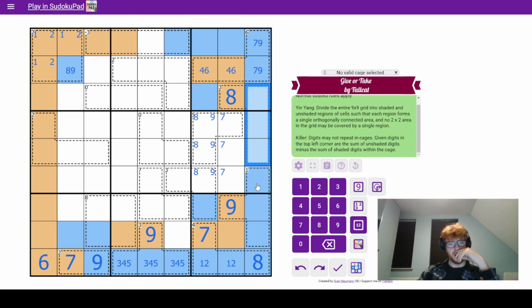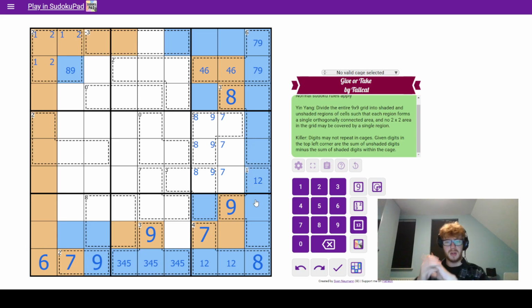I don't know the ways to make 11. I don't know the ways to make 10. Oh, man. You can even make 10 without a 1. You don't need a 1 in this cage. Well, okay, so you can't use neither 1 nor 2. So this is a 1 or a 2.